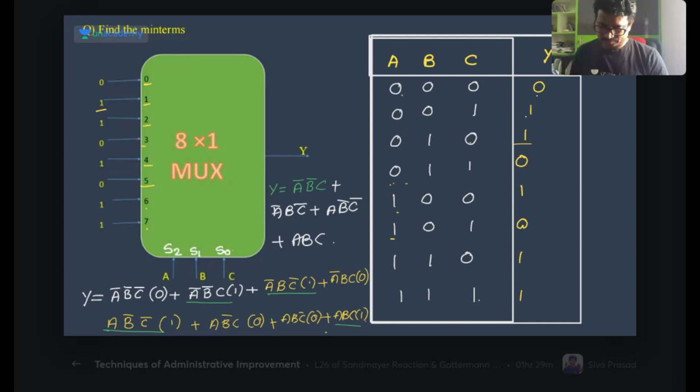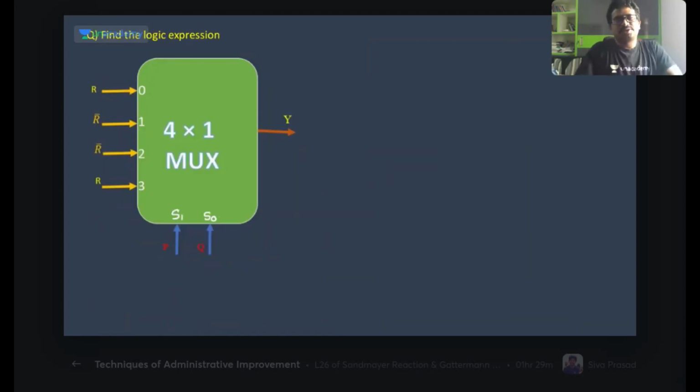Any other left? 1, 2, 3, 4 only. 1, 2, 3, 4, 5. 5 is left. Something is missing here. 1, 2, 3, 4. One is missing here. This is 1, 6. This is 1 here. Okay, this is 1. Yes, A, B, C bar. Like this we should write. Yes, you can say the next one.